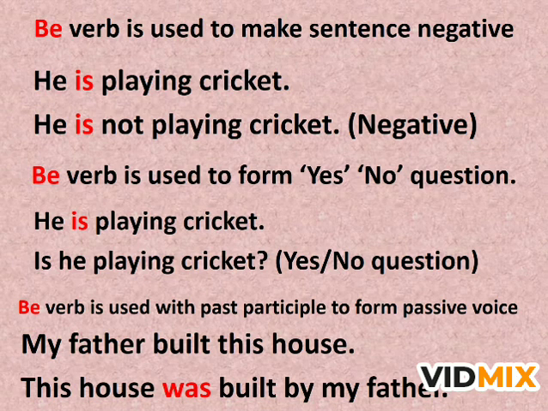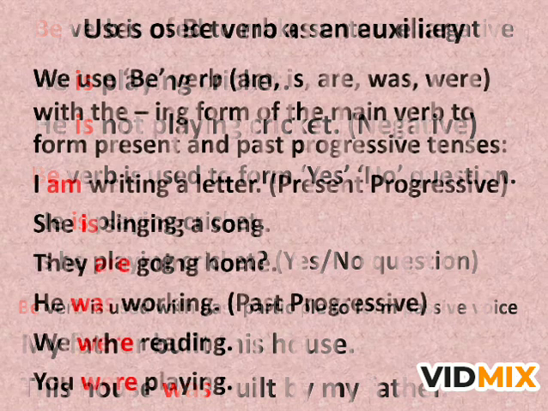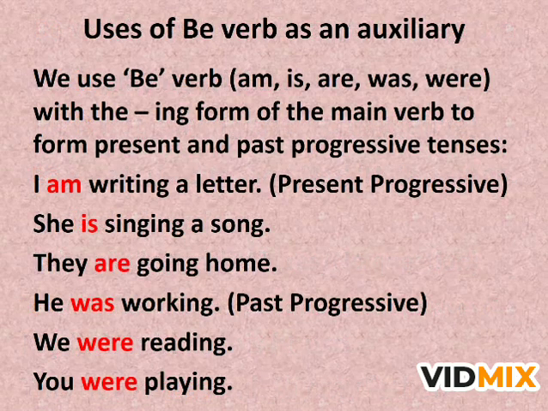Be verb is used to make a sentence negative, like he is not playing cricket. It is also used to form yes-no questions like is he playing cricket, and it is used with the past participle form. This house was built by my father. Be verb used as an auxiliary, like I am writing a letter, present progressive, he was working, past progressive.